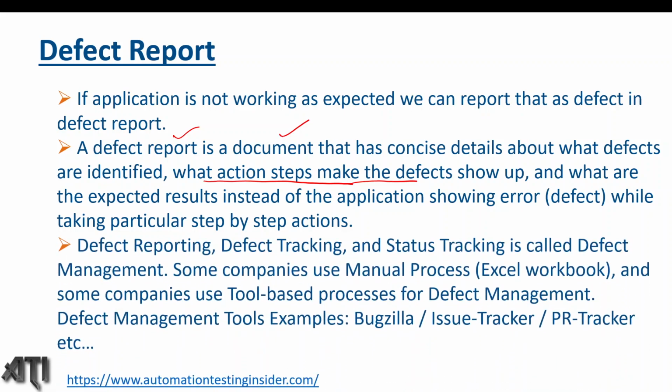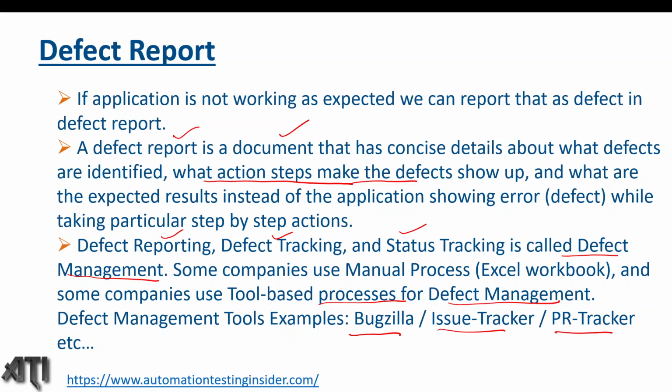Defect reporting, defect tracking, and status tracking is called defect management. So the complete process is called defect management. Some companies use a manual process like an Excel worksheet, which we have discussed, and some companies use a tool-based process for defect management. Some of the defect management tools are Bugzilla, Issue Tracker, PR Tracker, and Jira as well.